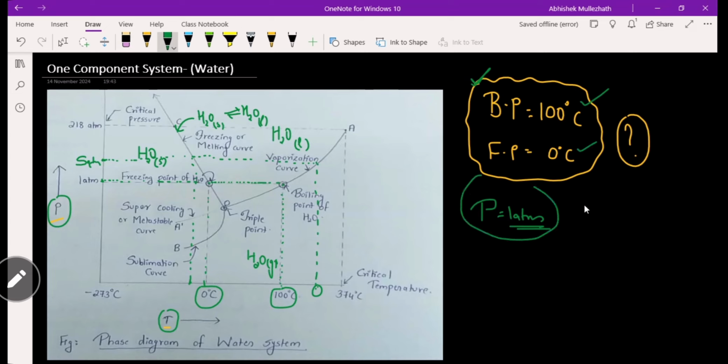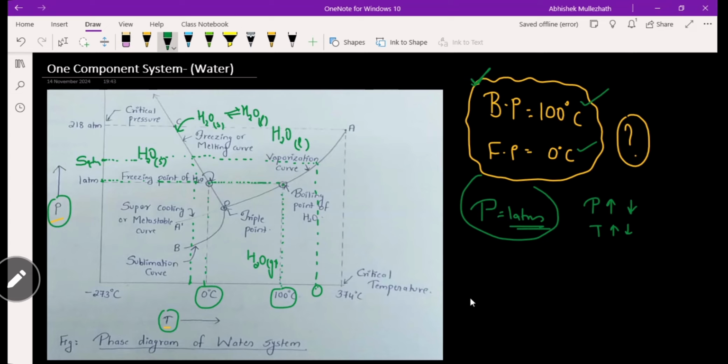If I'm slightly increasing or decreasing the pressure, the boiling point, that is the temperature, will also increase or decrease accordingly. Okay, so to understand this, we are learning this phase diagram. Now you know the answer that the 0 degree Celsius and 100 degree Celsius temperature is only applicable whenever the pressure is 1 atm.